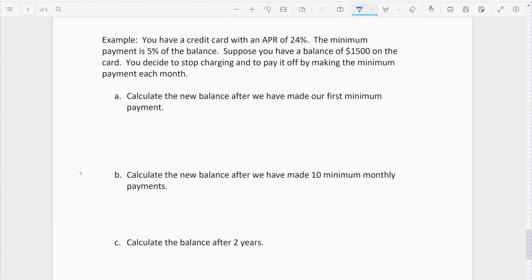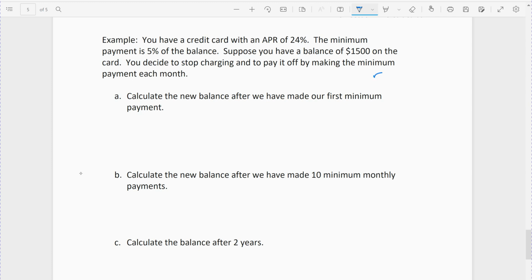Suppose that you have a credit card with an APR of 24%. The minimum payment is 5% of the balance. Suppose that you have a balance of $1,500. So again, you owe $1,500. You decide to stop charging and pay it off by making minimum payments each month. Calculate the new balance after we have made our first minimum payment.